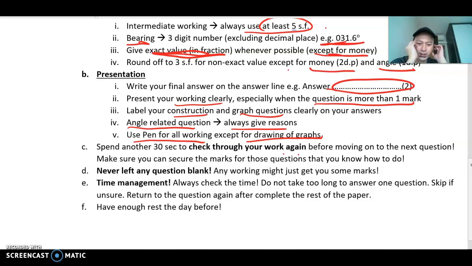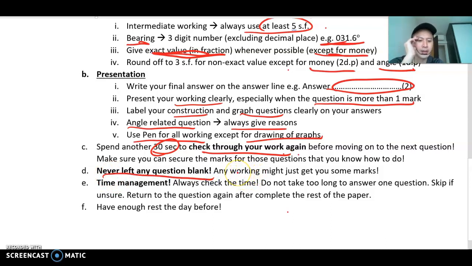They will not mark. So spend 30 seconds to check through your work before you move on to the next question. I think it's a very important technique, not technique, rather it's practice, a habit. Secure the marks. Because it's easy, but you want to make sure that it's secure, it's alright before you move on. Don't leave anything blank.